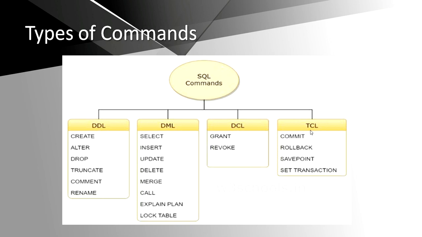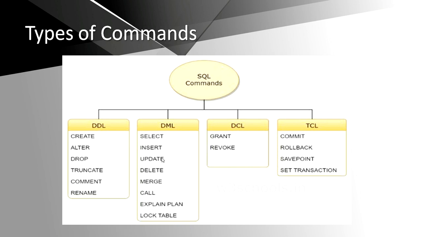TCL is basically transaction control language. Transaction is basically a concept. Sometimes when you have a group of commands that complete one task, you have to write those commands under one transaction. So to save all the work, or sometimes you want to undo the work, you use commit and rollback, and then savepoint is there. So all these are transaction related commands. Basically, these are the types of commands.